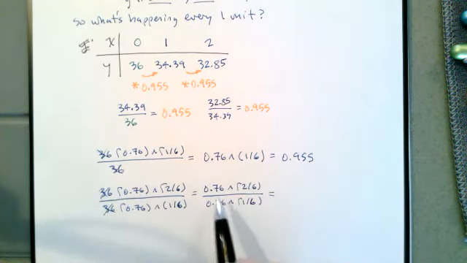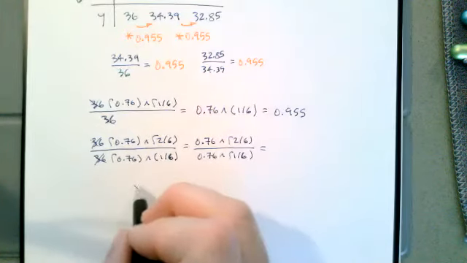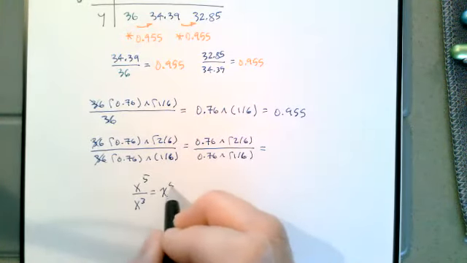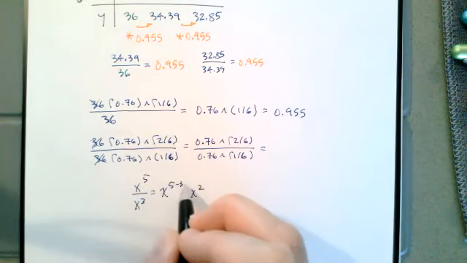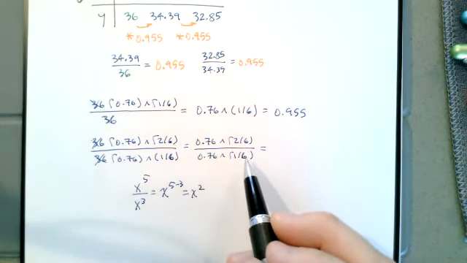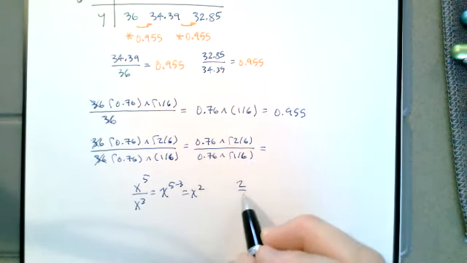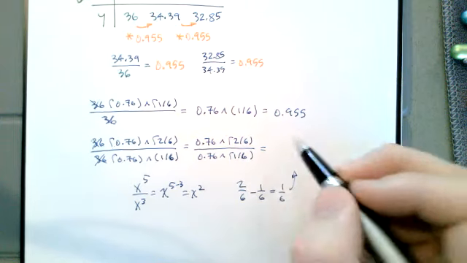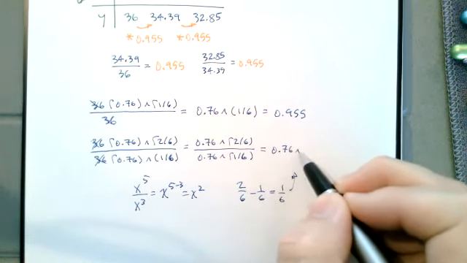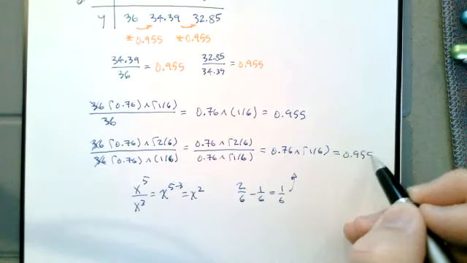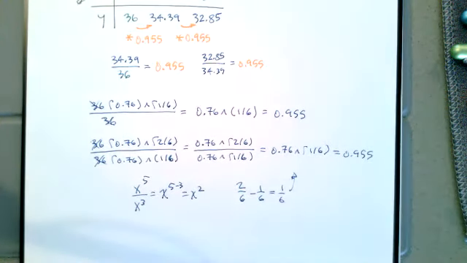And we know that if we're dividing something like x to the 5th over x to the 3rd, I can subtract the exponents. So we'll do the same thing here. 2/6 minus 1/6 is 1/6. And it works out to the same 0.955 that we had before.